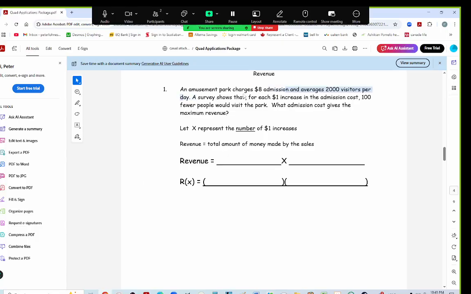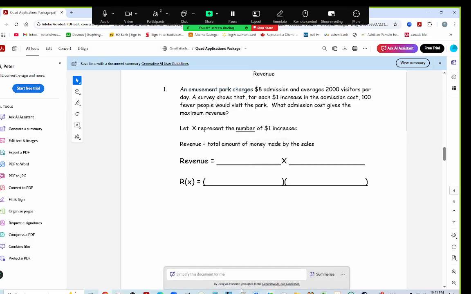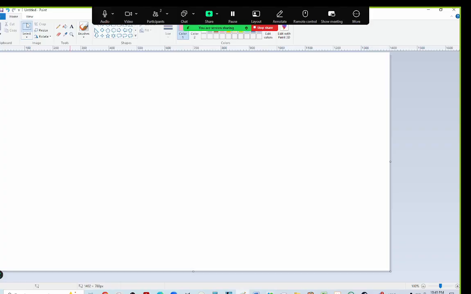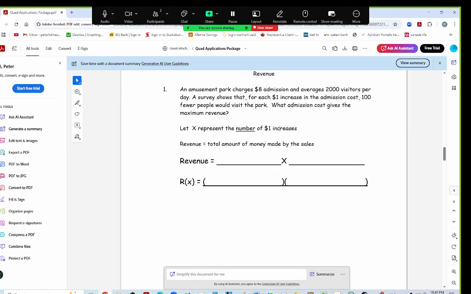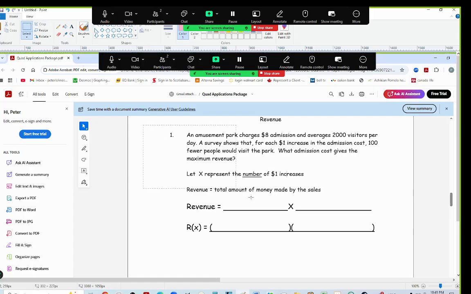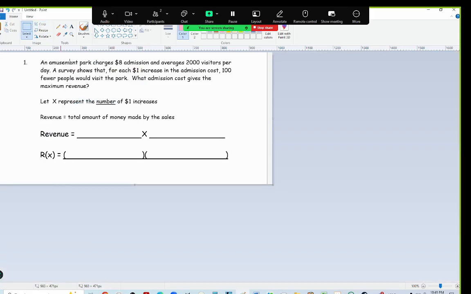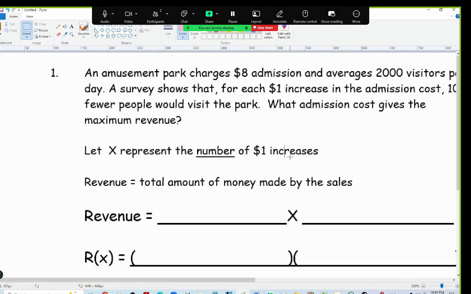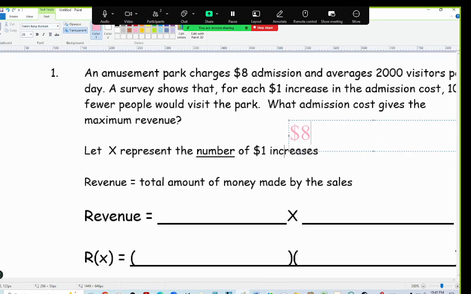So let's see if you can tell me how to construct this. It's the same thing. One of the things is going to go up, one of the things is going to go down. So you have to start with the initial price to figure out what the initial price was, because sometimes they'll ask what was the initial profit. The initial price is $8, and then there's 2,000 visitors.